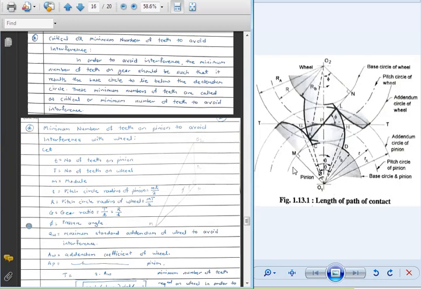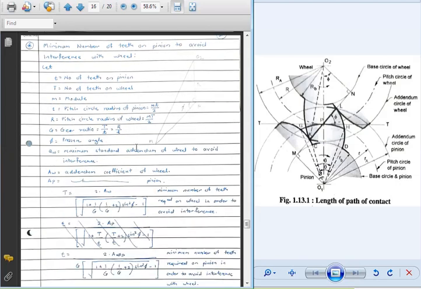Now, if the base circle is below the dedendum circle, then it can be ensured that interference will not be there. Now, what should be the formula for the minimum number of teeth? That is what we are going to see. For that, we will consider one triangle from this particular diagram. So what is that particular triangle? That triangle is nothing but O2PM.